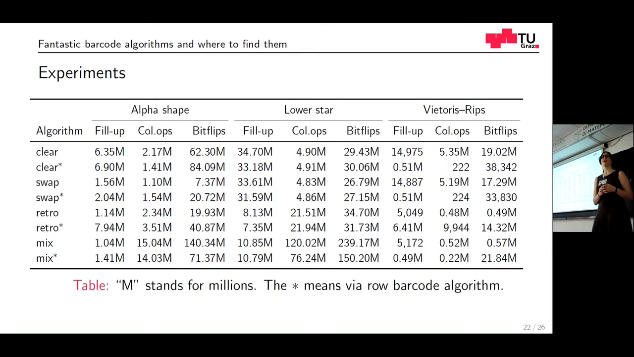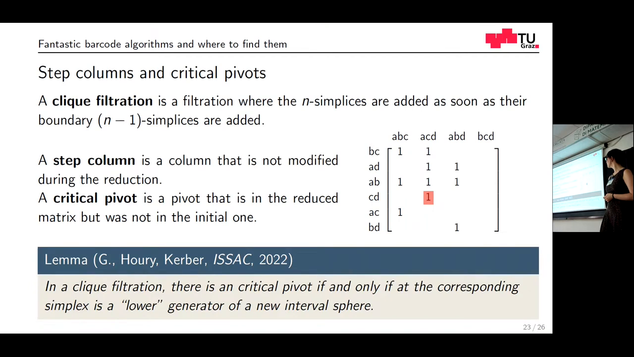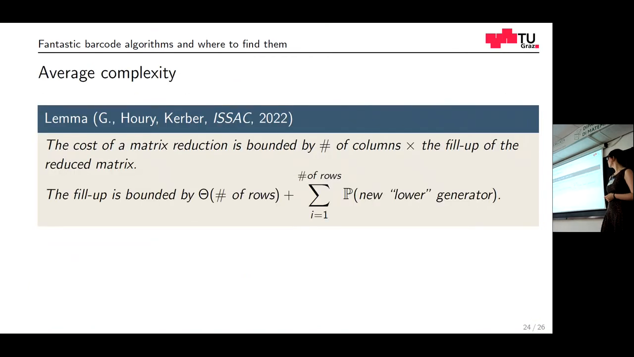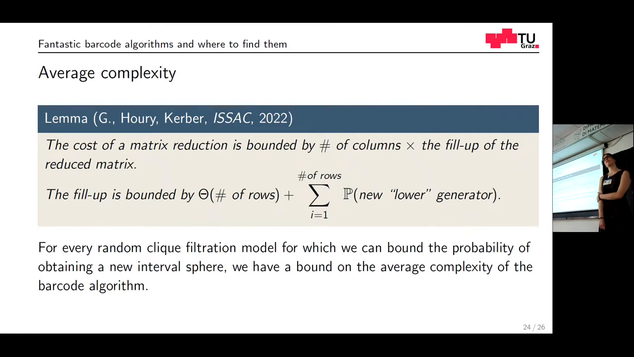I have two questions. I can't remember the number of the page, but I think it was on the average complexity. Here it seems to me, correct me if I'm wrong, that you're trying to express the complexity in an output-dependent way, by taking into account the number of newborn classes. Yes, so the question is if the approach of average complexity is output-sensitive, and the answer is yes.